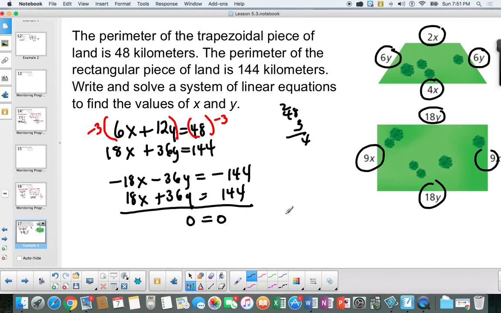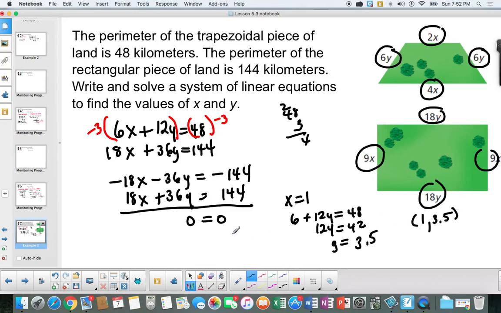So I can go ahead and say I'll let x equal 1. And when x is equal to 1, I will get 6 plus 12y is equal to 48. 12y will be equal to 42. So y will be equal to 42 divided by 12, which is 3.5. So that's one answer, 1 and 3.5. And then I could try another, x equal to 2, and substitute all those values, and I'll get some other answers.